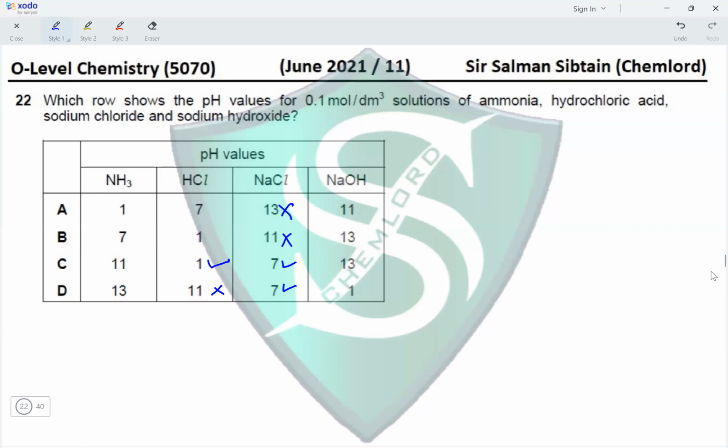Option D has been eliminated, but we will look at the pH of the remaining two solutions as well. Now NaOH. NaOH is a strong base. A strong base will have a high pH. So we have a pH of 13, which is a high pH. So this is correct. And ammonia. Ammonia is a weak base. A weak base has a lower pH than a strong base. So if NaOH has a pH of 13, ammonia would have a pH lower than 13. Here in option C, it says 11. So this makes option C the correct option for this question.